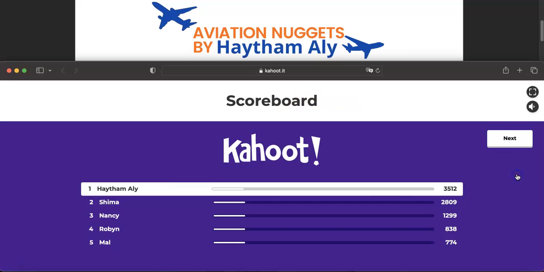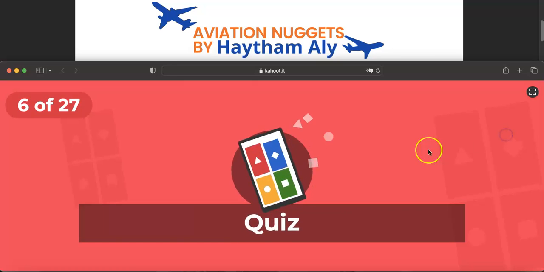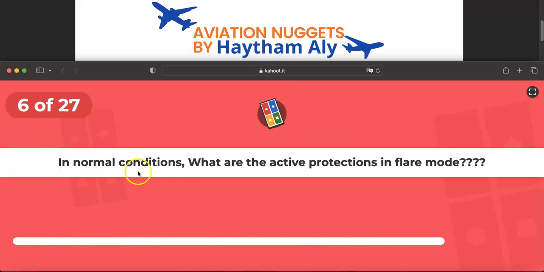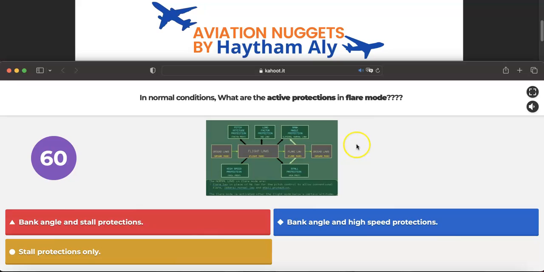Okay, everybody, let's proceed. Next question. I hope you enjoy this quiz to recall the Airbus A320 flight control system. Okay. Next one. Question 6 of 27. In normal condition, what are the active protections in flare mode?